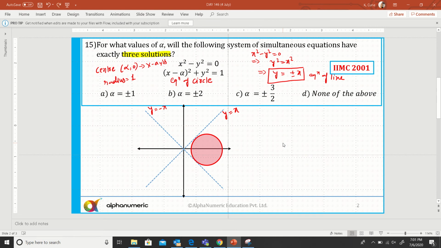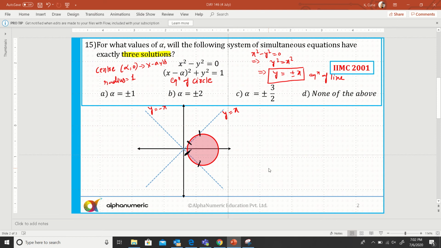But there are several other possibilities. There can be a case where there are four solutions, like if I draw a circle like this one. There are four solutions. Why? Because it is cutting the graph at 4 points: 1, 2, 3, and 4. So there can be two solutions, three solutions, four solutions, or no solutions. There are a lot of possibilities. The same question can be asked in different ways: what should be the value of alpha such that there are two, three, four, or no solutions? That is the homework for you to try.